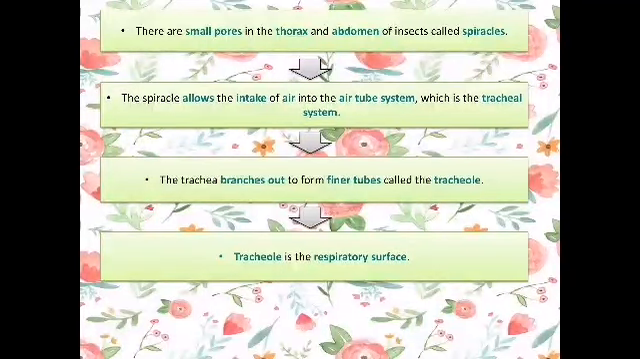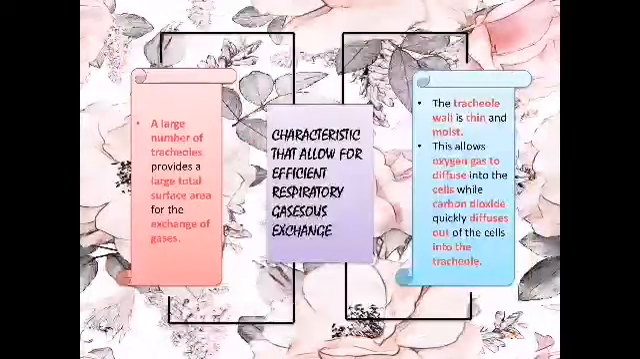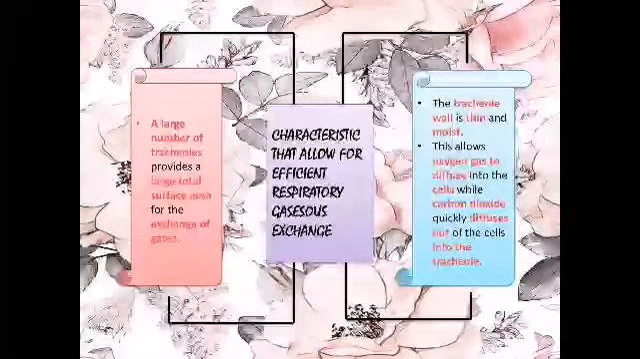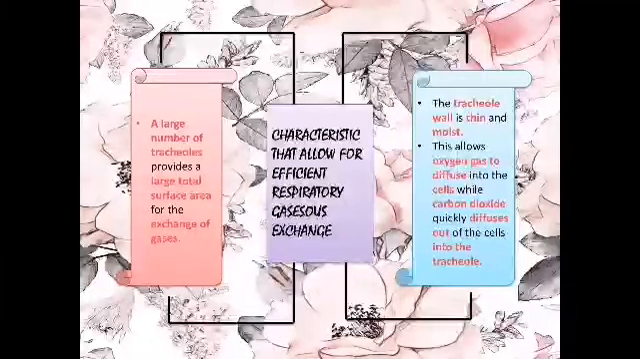The trachea branches out to form final tubes called the tracheole. The tracheole is the respiratory surface. Characteristics that allow for efficient respiratory gas exchange: a large number of tracheoles provide a large total surface area for the exchange of gases. The tracheal wall is thin and moist, which allows oxygen to diffuse into the cells, while carbon dioxide quickly diffuses out of the cells into the tracheole.